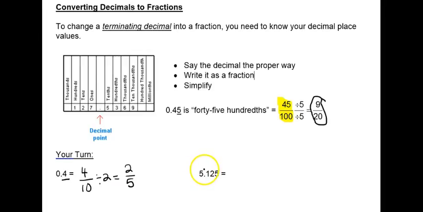And then the last one, you should have had 5 as your whole number. The last digit, this 5, is in the 1000th place value. So we're going to write that 125 over 1,000 because you'd read that as 5 and 125 thousandths. And I can actually simplify this by dividing by 125. So then I get 5 and 1/8 because 125 divided by 125 is 1. 1,000 divided by 125 is 8.